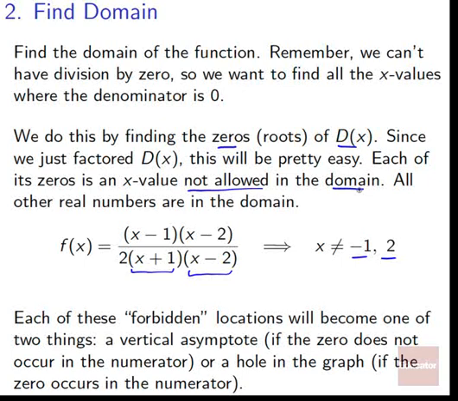The only problem is when we're accidentally dividing by 0, so we just have to clip those out. Those are the forbidden locations that we can't take in. Now, each of these forbidden locations will become one of two things. They'll become a vertical asymptote if the 0 does not occur in the numerator, or they'll become a hole in the graph if the 0 does occur in the numerator.